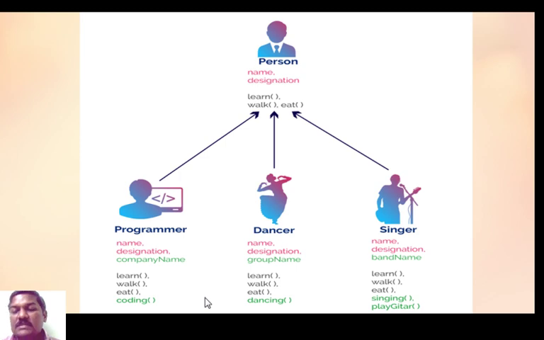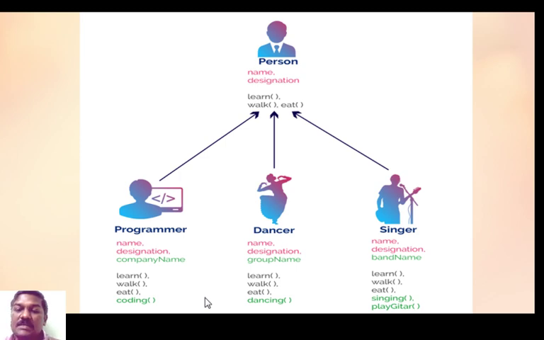Assume that all human beings are called person. Assume that each and every person will have a name and designation. These are the properties of the person, and then each and every person will have behaviors called learning, walking, eating. These are the activities carried out by the person.